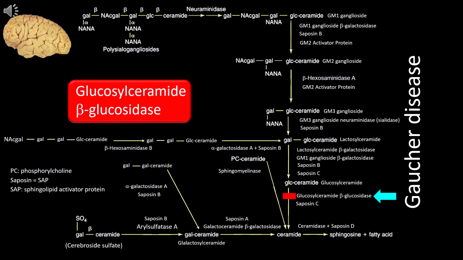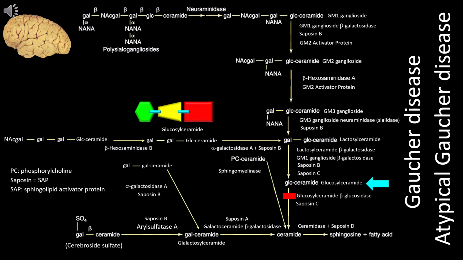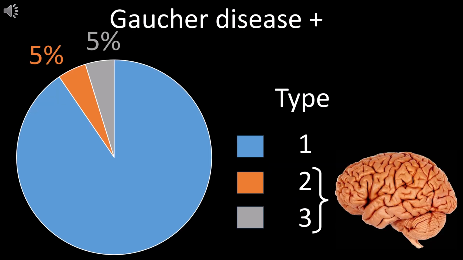The deficient enzyme in Gaucher disease is glucosylceramide beta-glucosidase, also known as glucosylceramidase beta-glucosidase, or saposin C in atypical Gaucher disease. A block at this site leads to the accumulation of glucosylceramide and its derivative, glucosylsphingosine. Most patients with Gaucher disease or atypical Gaucher disease, conditions that from this point on we will address together and indicate so by adding a plus sign to Gaucher disease, do not have neurological manifestations. Only 10% do. Neurogenic symptoms present either acutely in type 2 or chronically in type 3.